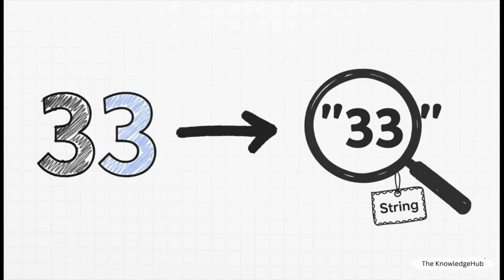And here's the key takeaway. Even though it still looks like the number 33 on your screen, its whole identity has changed under the hood. It's not a number you can do math with anymore. It's now a string, just a sequence of characters. And that fundamental change is the whole reason we do conversions in the first place.